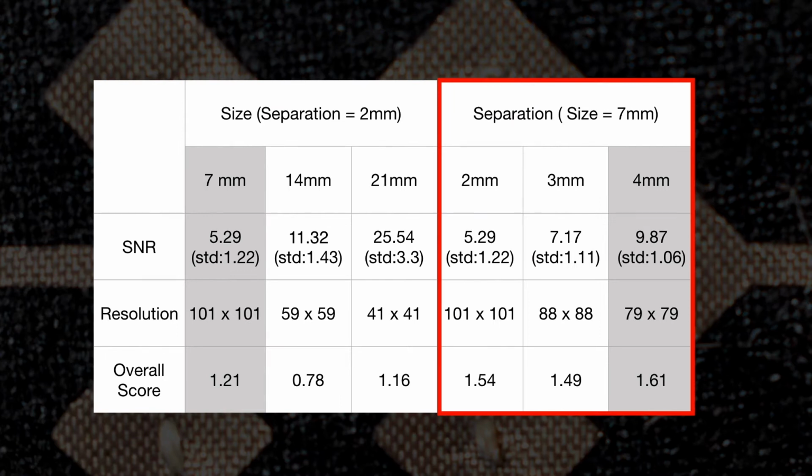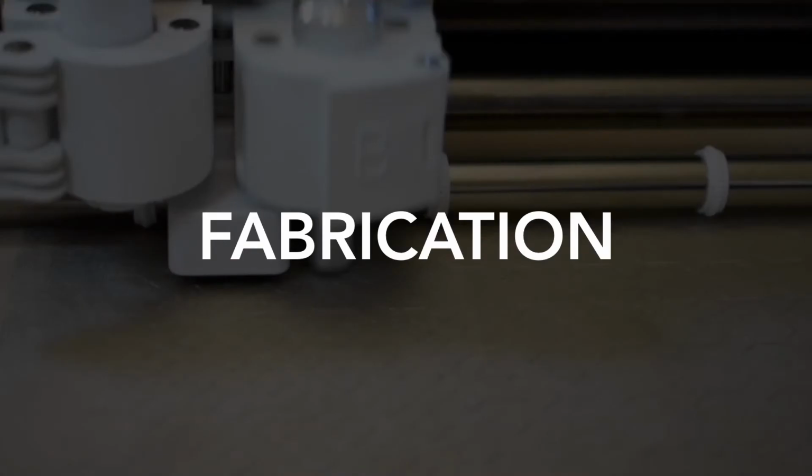And next, we conduct a second experiment where we test the separation of 2 mm, 3 mm, and 4 mm, and a fixed size of 7 mm. The results are shown on the right side of the table. Surprisingly, the separation of 4 mm is the best option, since it increases the sensitivity significantly, but without largely impacting 2D resolution. Thus, through these two experiments, we determine the size of 7 mm and the separation of 4 mm for our implementation. Next, I want to talk about our DIY approach for fabrication.